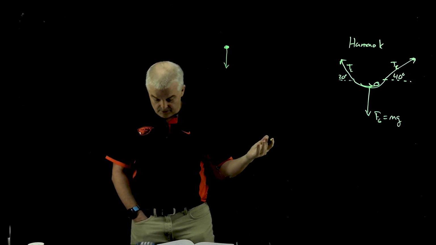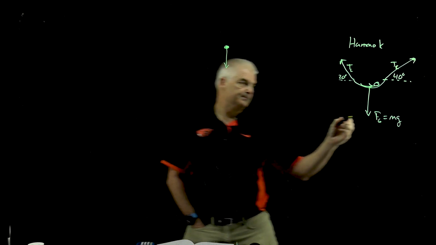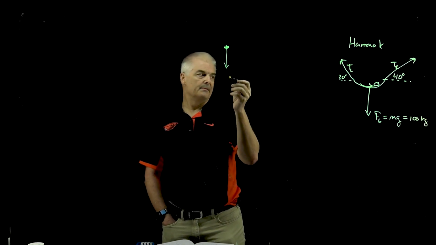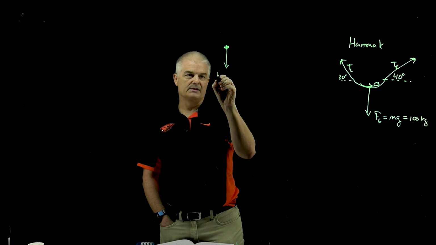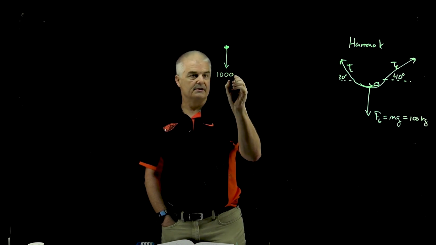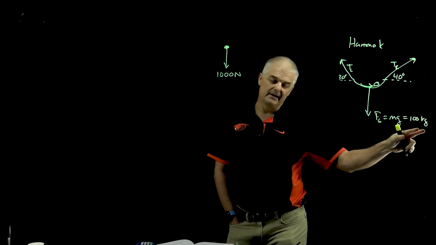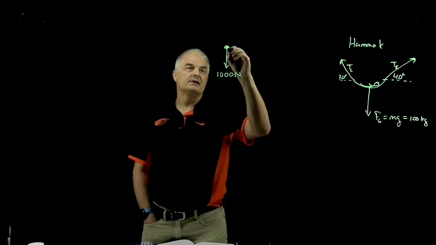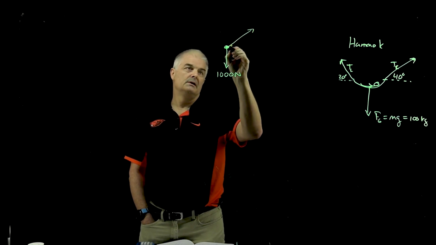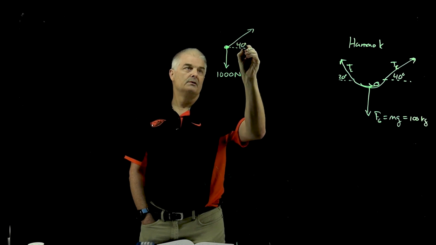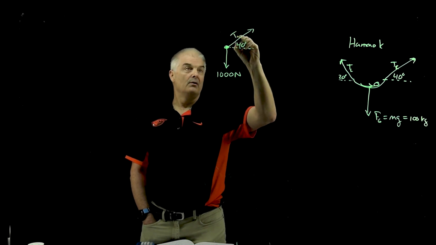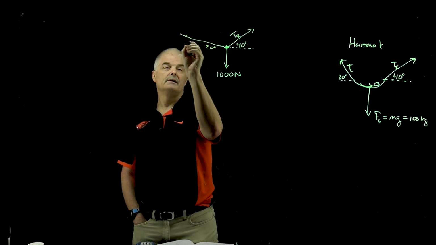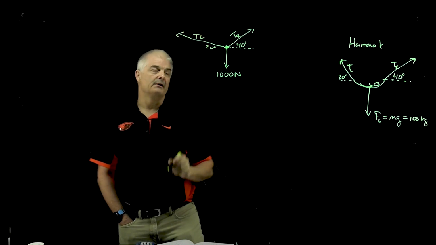Let's say we know the mass of the person is 100 kilograms to make our life easier. I'm going to round numbers here. We're going to say the force down is 1,000 newtons: 100 times 9.8, and I'm going to round 9.8 to 10, will be a 1,000 newton force down. Then I want to draw this at a 40-degree angle, where this is 40 degrees, and this is T right. I'm going to draw this at a 20-degree angle, and this is T left. So that is my free body diagram.